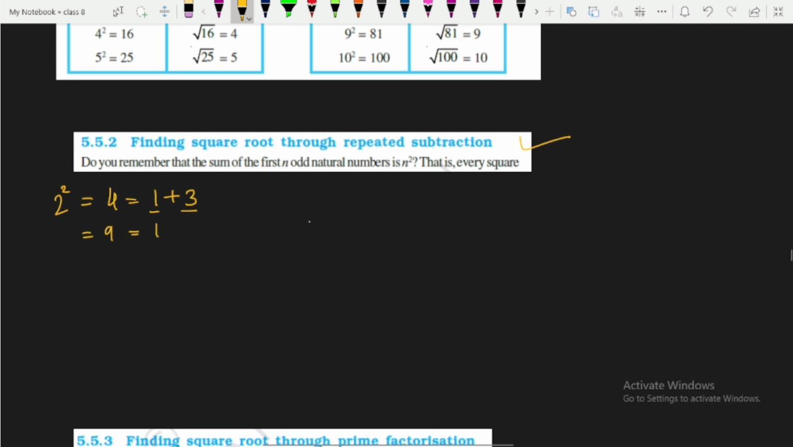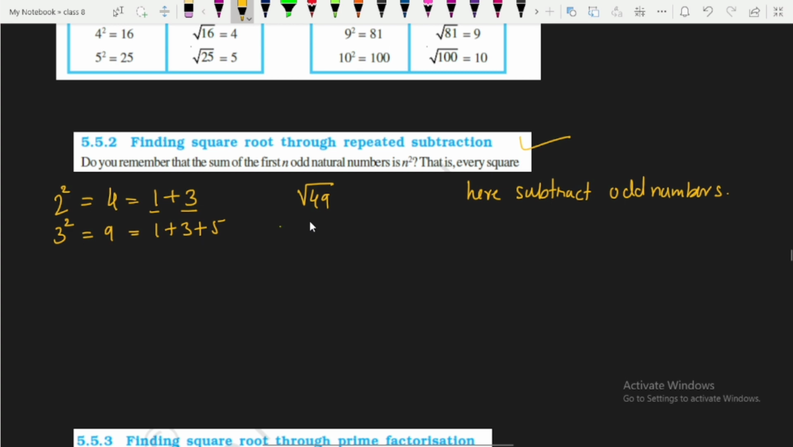Similarly, 9 is 1 plus 3 plus 5, which is 3 squared. So the sum of the first n odd natural numbers is n squared. The same concept is used to find the square root through repeated subtraction. For example, to find the square root of 49, we subtract odd numbers starting from 1 until the answer is 0.